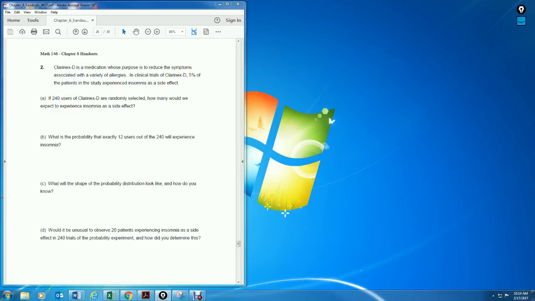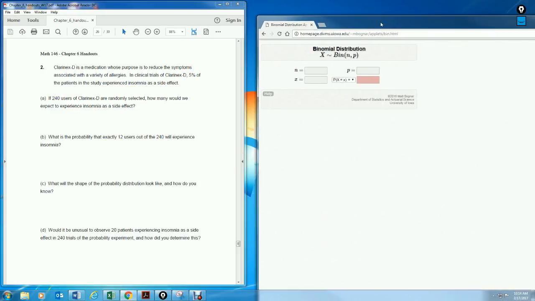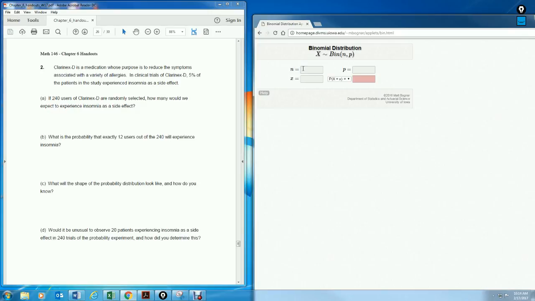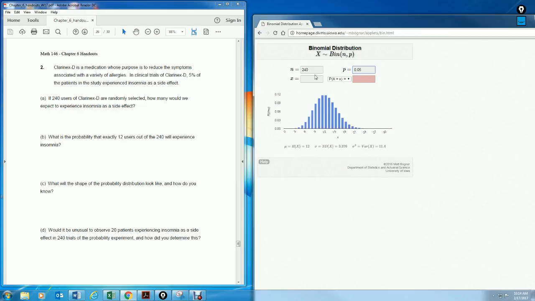We can check that by bringing back this. So our sample size is 240, probability of success 0.05. I'm going to go ahead and hit enter. We're looking specifically at x equals 12, and I just want the probability that it is equal to 12. So I'm just going to hit enter, 0.117.